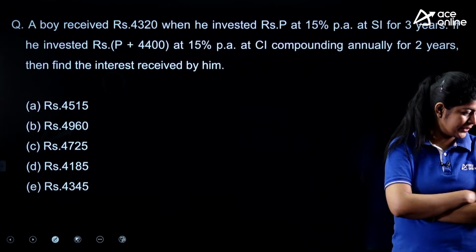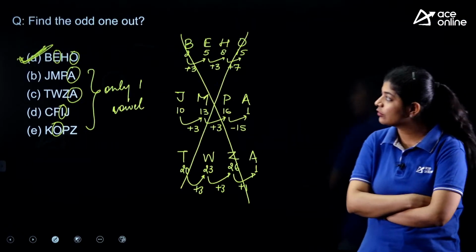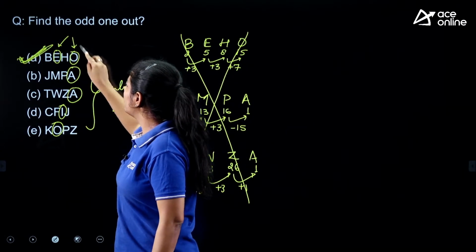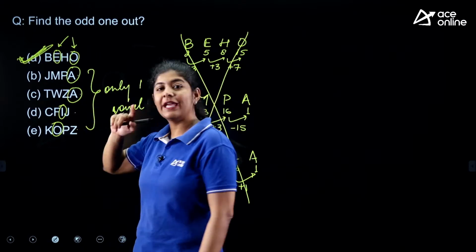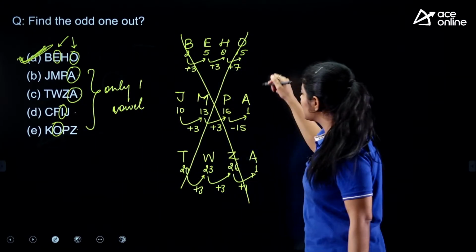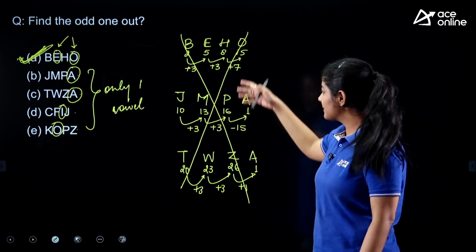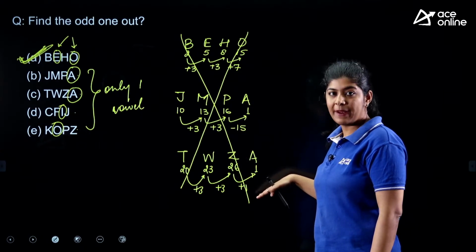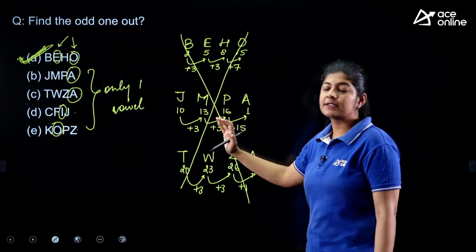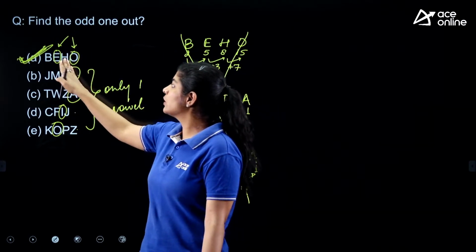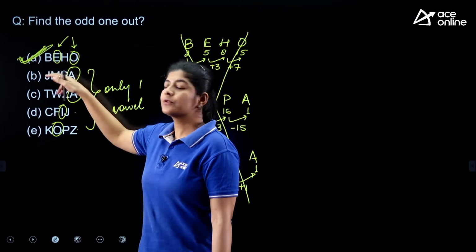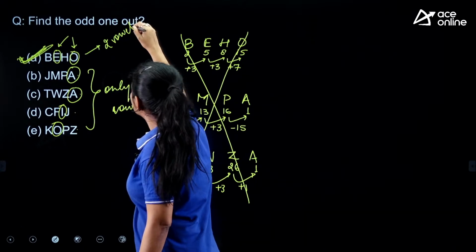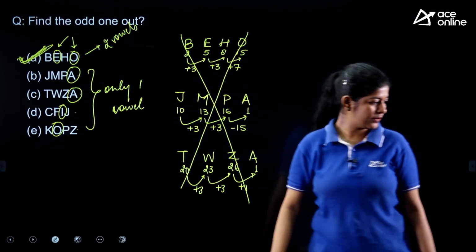Ma'am, why is the first one correct? Varun, because we are having two vowels in this one. E and O are two vowels. In the rest of the options, we are only having one vowel. As we check the pattern, none of these patterns is applicable, because in every single option we are getting a different pattern. So we need to eliminate this approach. As we change the approach, we got to know that this is the only option in which we are having two vowels. So this one is my odd one out.